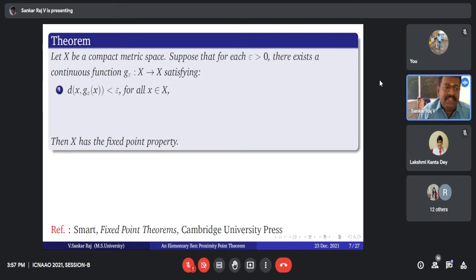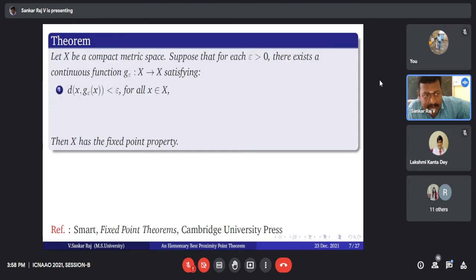The first condition is that it has an epsilon distance fixed point, that is, an epsilon approximate fixed point, we can say. If it is a fixed point, it means the distance between x and f of x equals 0, but here it is not 0. We have a quantity which is less than epsilon. So an x satisfying this condition is called an epsilon fixed point for g epsilon. So this is an assumption: for every epsilon positive, there is a continuous function g epsilon from X to X, which satisfies the condition.